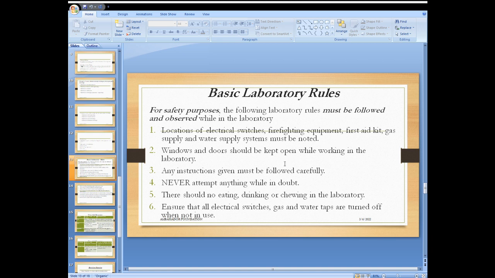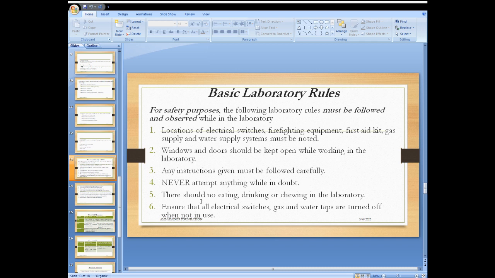Anytime you get to a new lab, just know where the main switch is, where to keep water off, where the firefighting equipment is, such that when there's an accident, you can run to it very fast. Now look at yourself. You don't even know where they are. Windows and doors should be kept open while working in the laboratory. Any instructions given must be followed carefully. Never attempt anything while in doubt. You can ask your teacher.